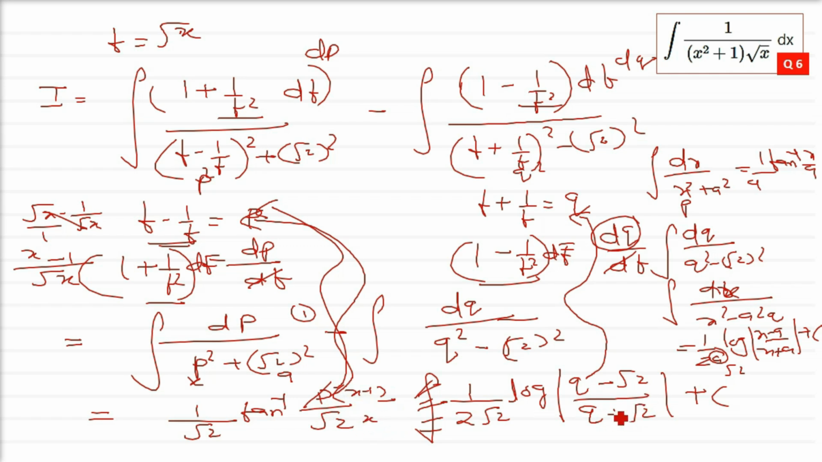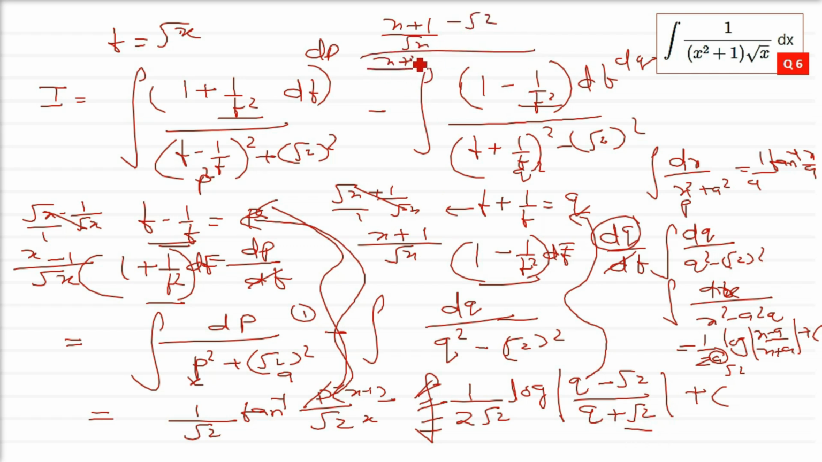Root 2 is already there. Here also let's resolve this: q minus root 2 divided by q plus root 2. What is q? t plus 1 by t, and t was initially taken as under root x. So we'll write root x plus 1 by root x, and this will be x plus 1 by under root x, and this is just q. We have to subtract under root 2 and add under root 2 in the numerator and denominator respectively. Just to make our next step easier, I'm doing it everywhere.